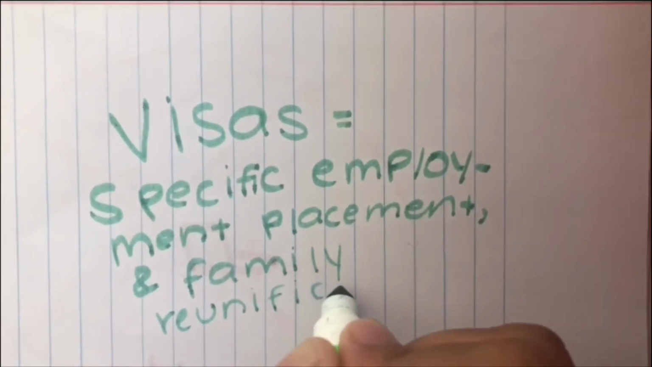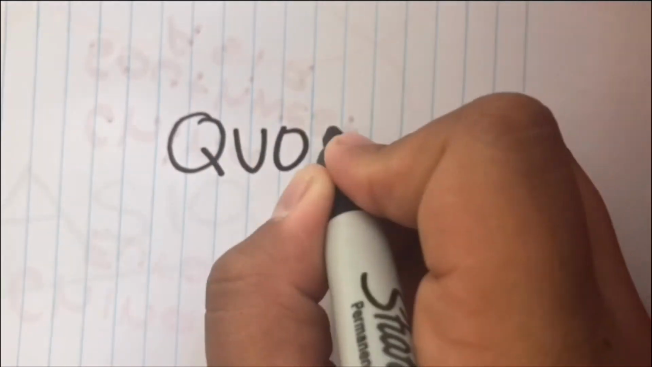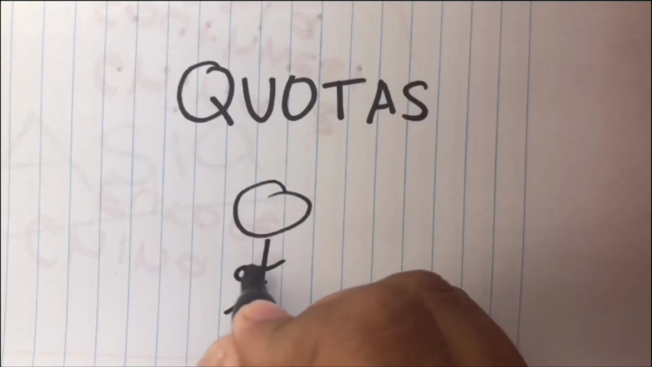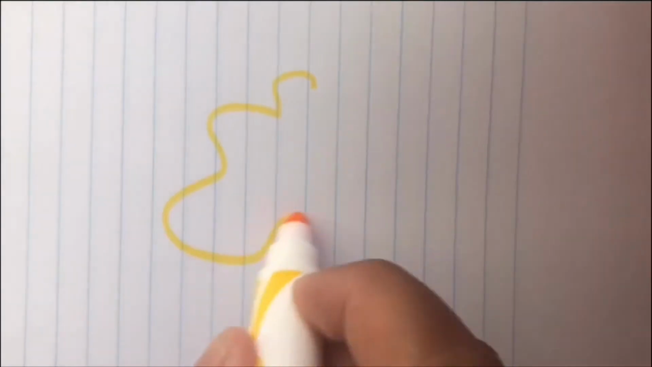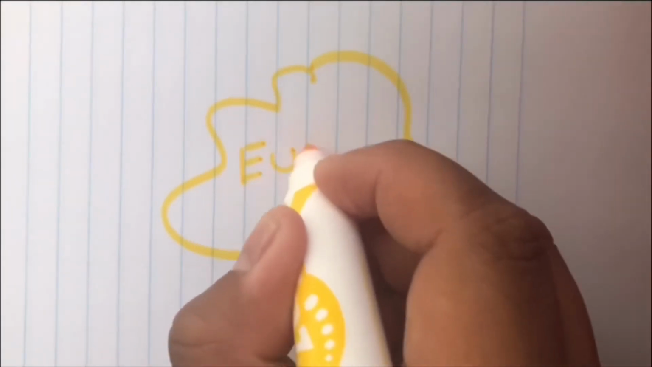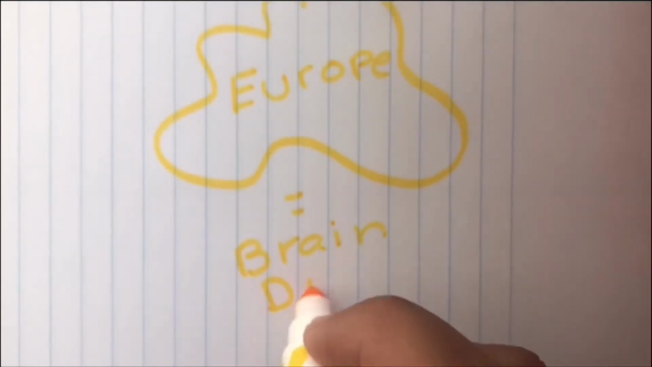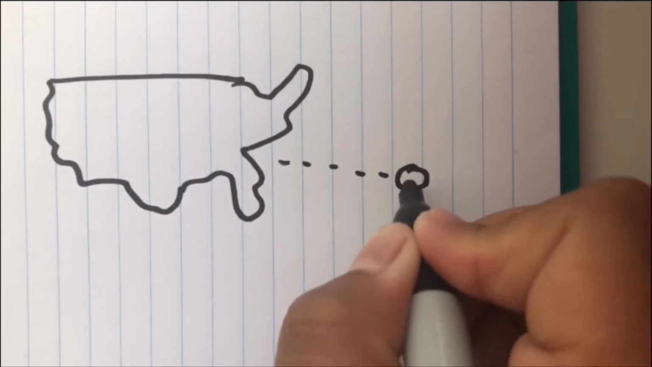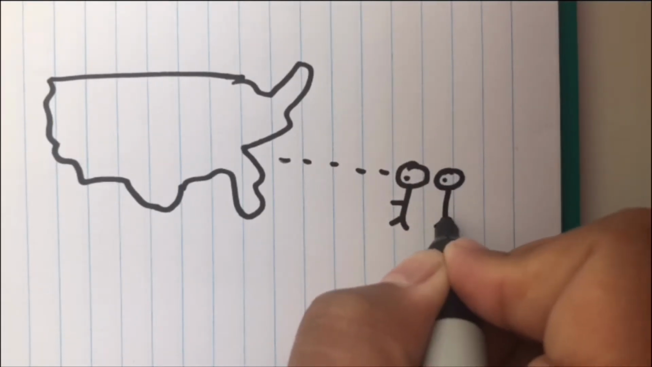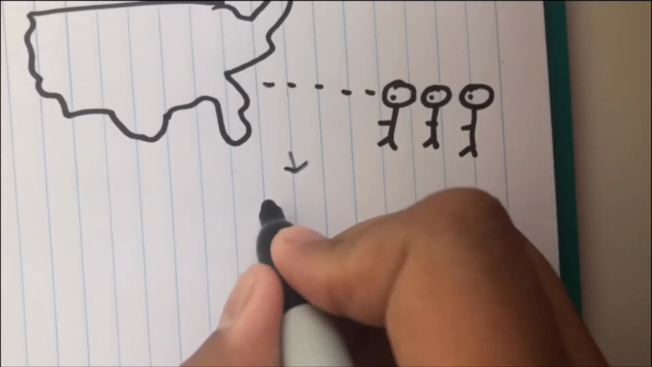Quotas are maximum limits on the number of people who could immigrate to the United States during a one-year period and do not apply to refugees. Europe contributes to brain drain, which is large-scale emigration by talented people such as doctors and scientists. Many well-educated Asians entered the United States under the preference for skilled workers.